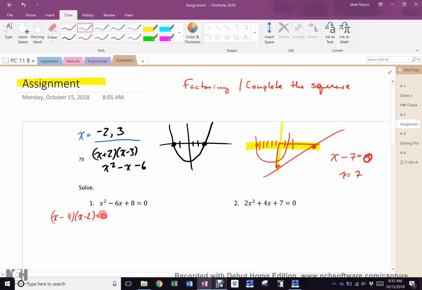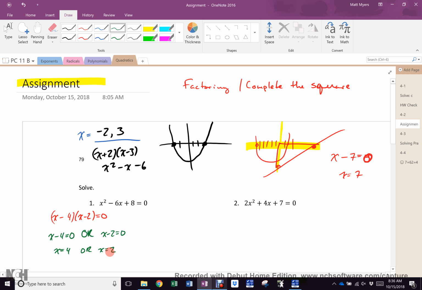And of course, we remember the shortcut, as soon as you see this, you know it has to be 4 and 2. But what we're actually doing there, and I want to remind you of this again because a great many of you seem to have lost this thread, this means that x minus 4 has to equal 0, or x minus 2 has to equal 0, right? Which means x will equal 4, or x will equal 2.